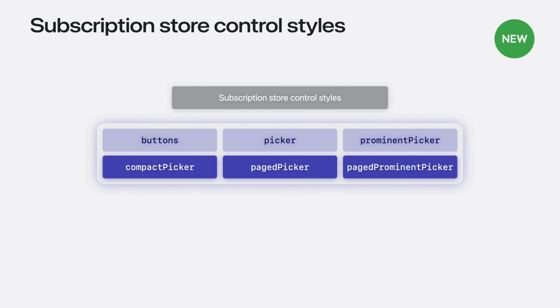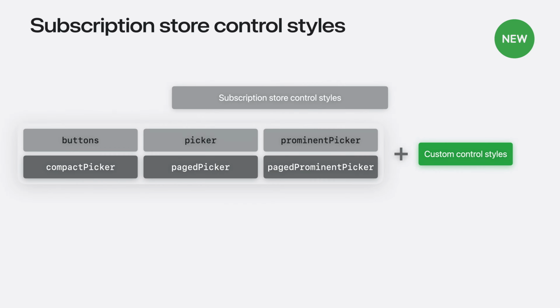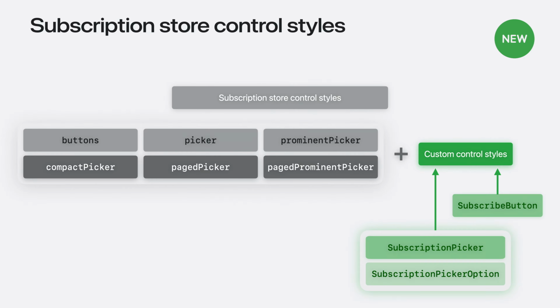Subscription store control styles are the essential elements of a subscription store, and these new standard styles, paired with the placement and grouping APIs, give you the ability to create best-in-class in-app purchase experiences for your App Store apps. And if you want to further customize the appearance of your subscription store, I'm happy to share that starting in iOS 18, you can create your own custom control styles. To help you build your custom styles, we're also making available the same primitives StoreKit uses to create the standard styles you're already familiar with.